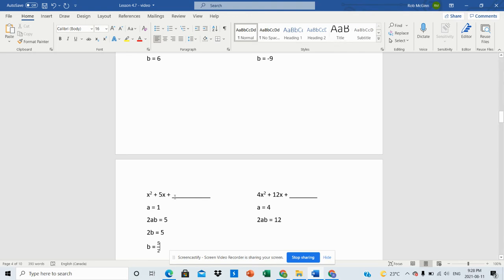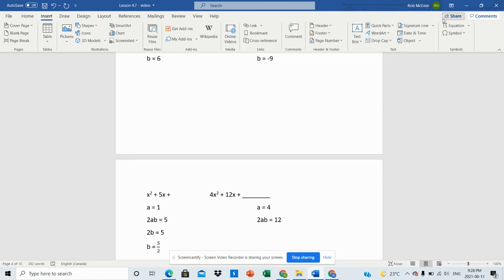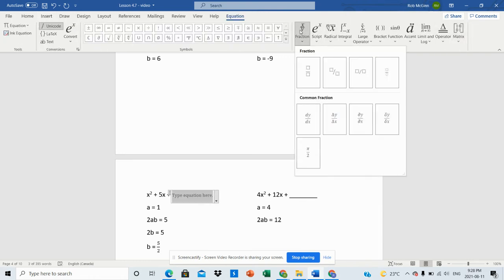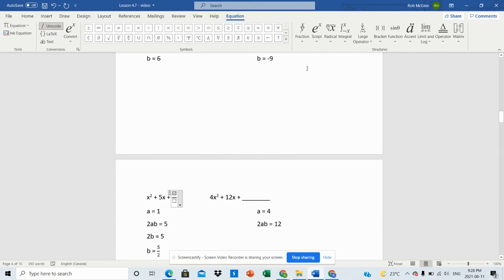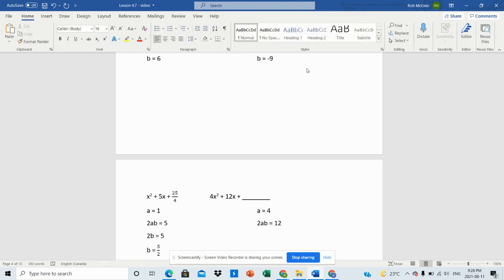But remember, when it comes over here, we want it squared. So what are we going to do? Well, we're going to square 5 halves. And we can leave it as a fraction. Just remember, with 5 halves squared, we have to square both the top and the bottom. 5 squared is going to be 25. 2 squared is going to be 4. So there we go. We've got it all figured out. The answer to this one, the last term, has to be 25 over 4.